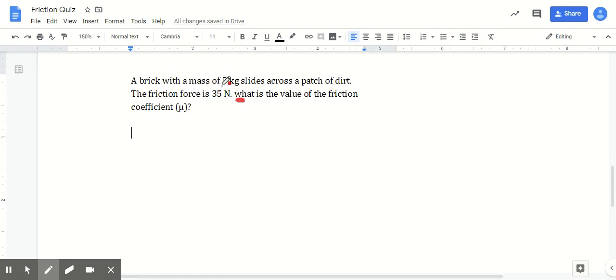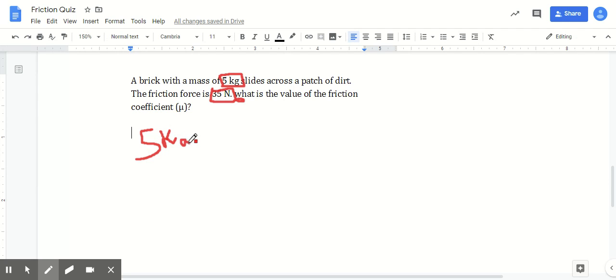Anyways, what I always recommend whenever you have a word problem is go back through and see, all right, what are the numbers that I'm given here? So this one says 5 kilograms and 35 newtons. And those are really the only numbers. So let's make sure we know what those are. So we got 5 kilograms.